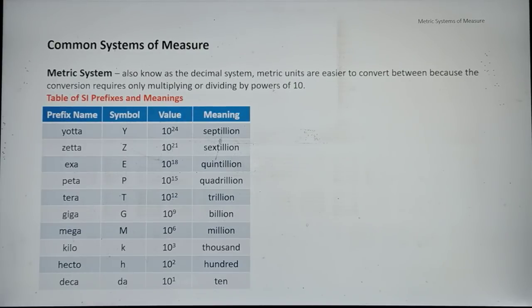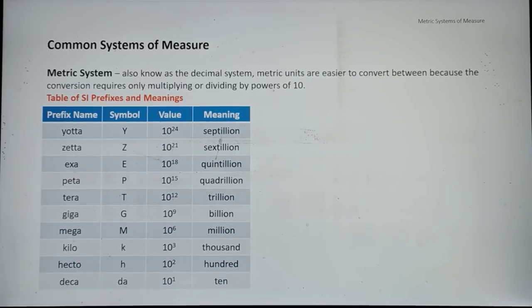The prefixes higher than the base unit include yotta with the value 10 raised to 24 and means septillion times the base unit. Zetta with the value 10 raised to 21 and means sextillion times the base unit. Exa with the value 10 to the 18 and means quintillion times the base unit. Peta with the value 10 to the 15 and means quadrillion times the base unit.